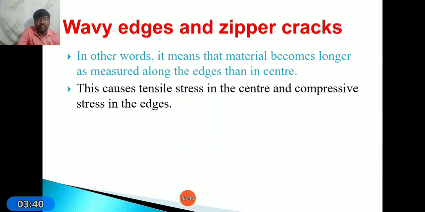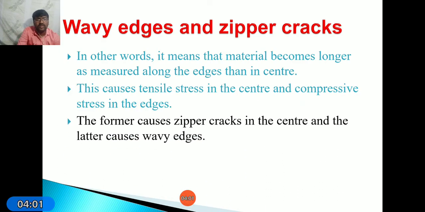In other words, the material becomes longer as measured along the edges than at its center. The measured length is longer at the edges compared to the center. This causes tensile stresses in the center and compressive stresses at the edges. The former causes zipper cracks in the center and the latter causes wavy edges.